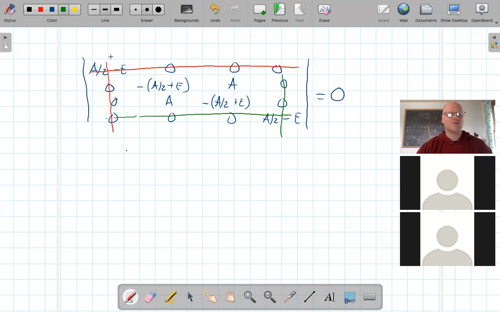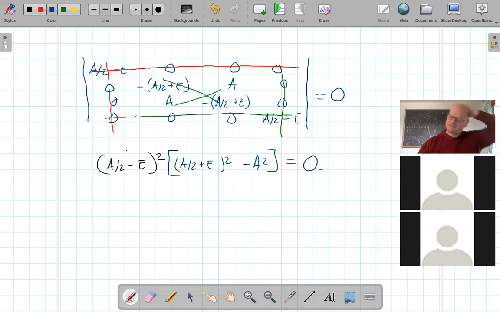Now, since this is the 1, 1 term and this is the 4, 4 term, both of those terms are positive. So this is going to give me a over 2 minus e, quantity squared, times the determinant of the minor matrix here. In this case, I'm just going to take this times this minus this times this. So that's going to give me a over 2 plus e, quantity squared, minus a squared, all equal to 0.